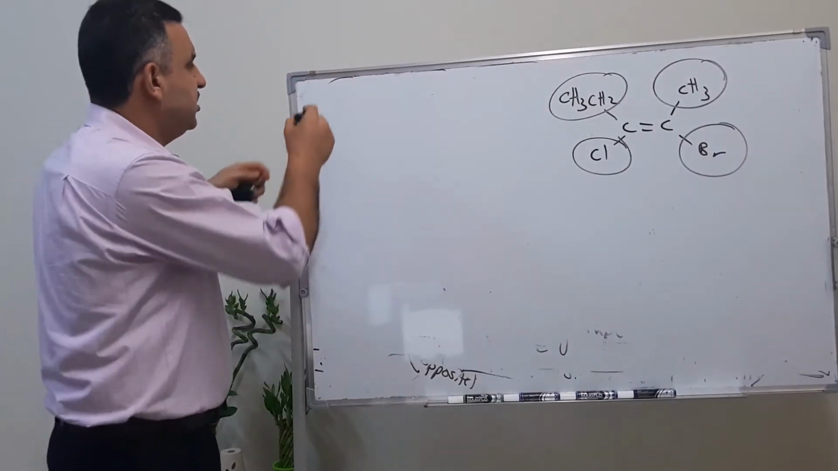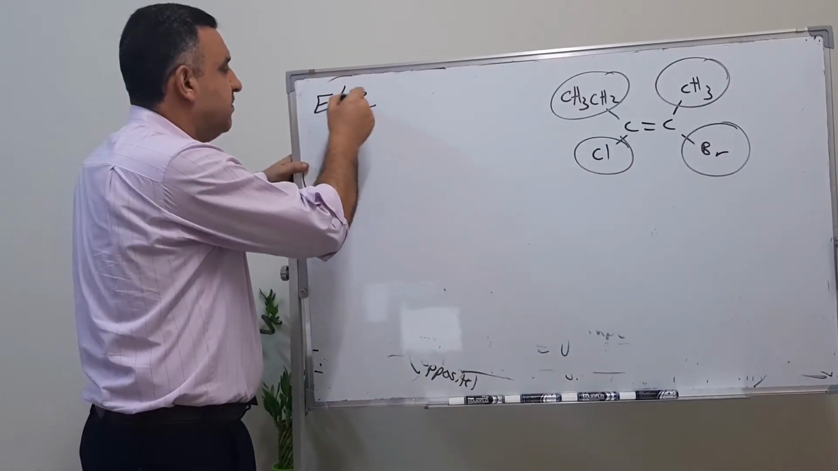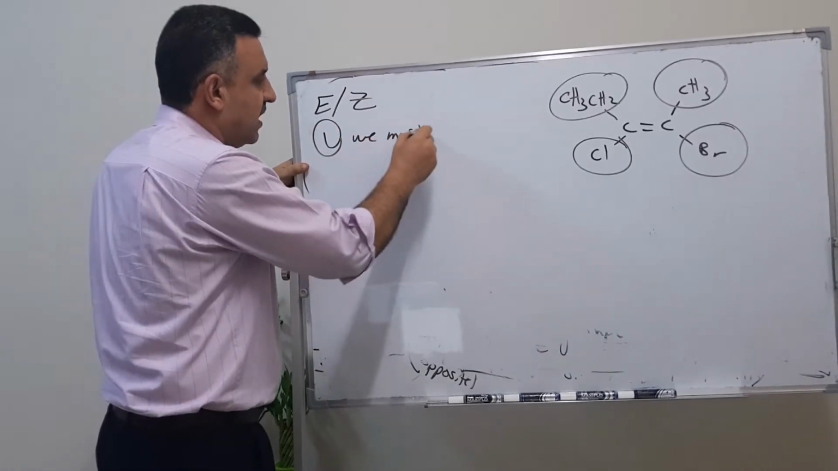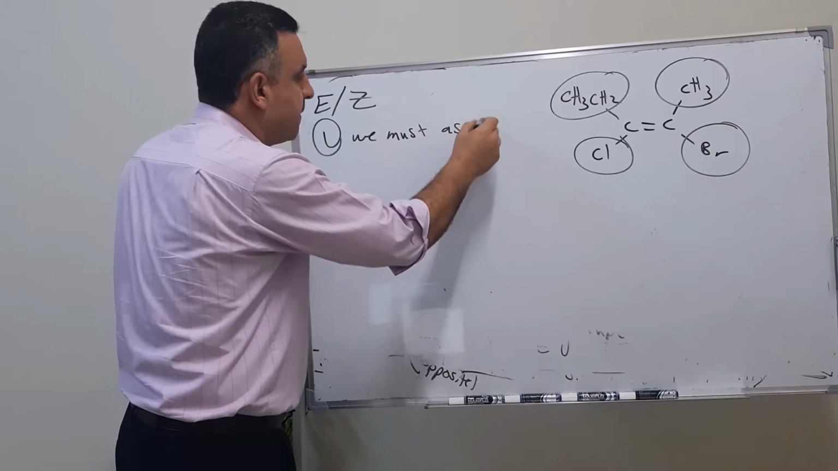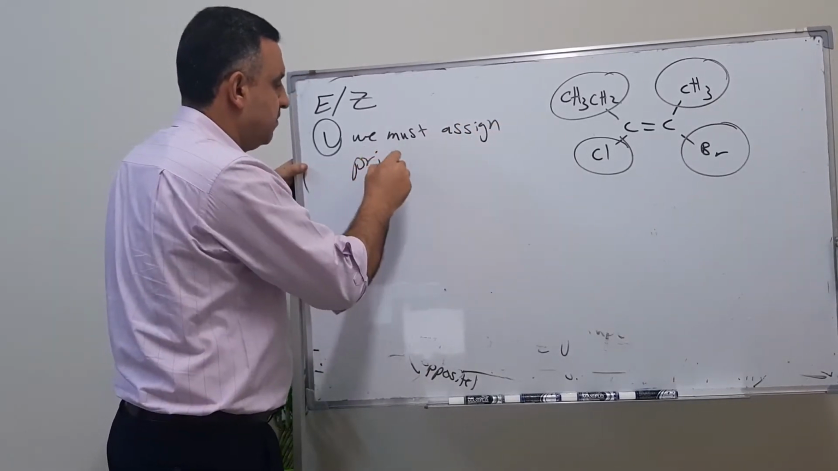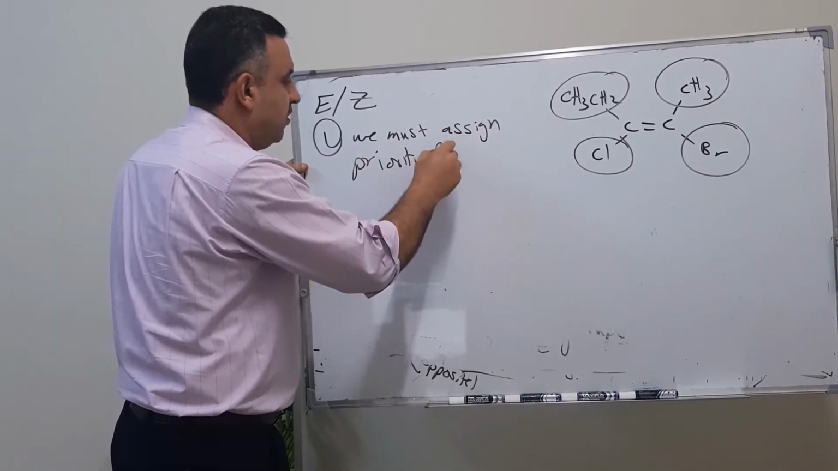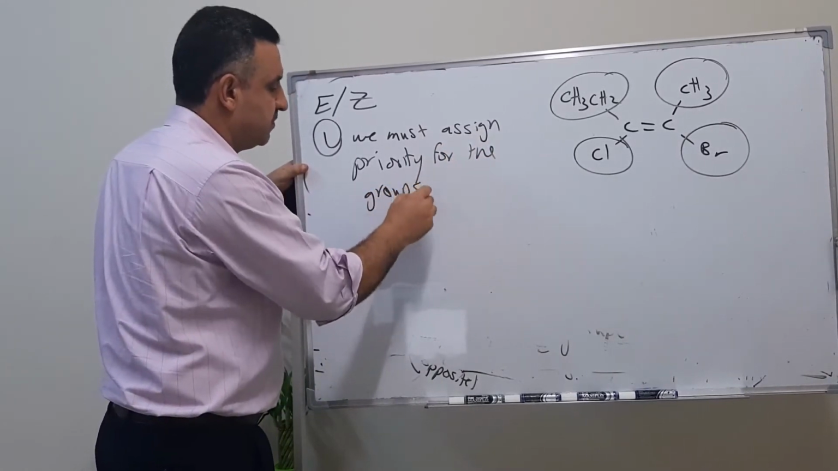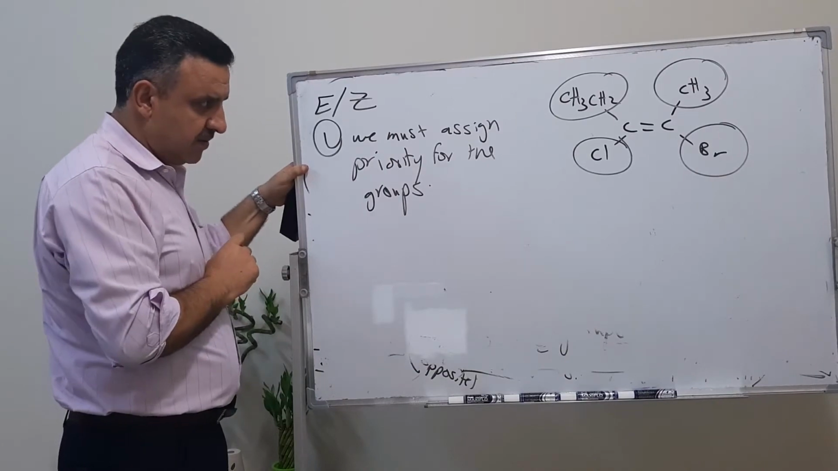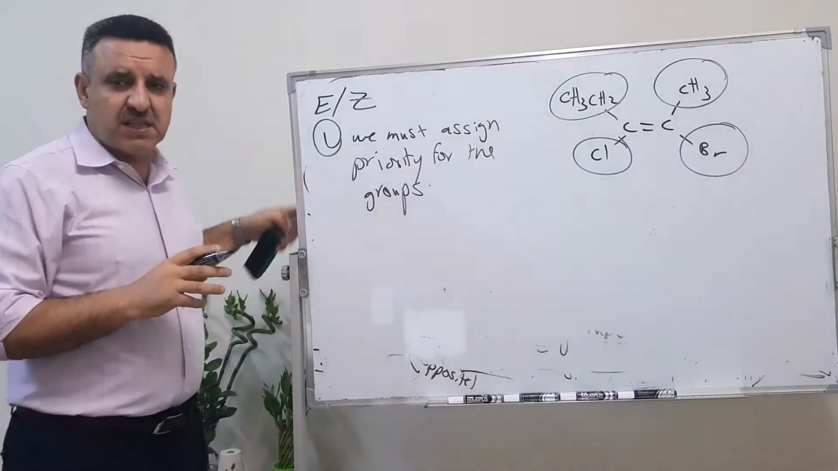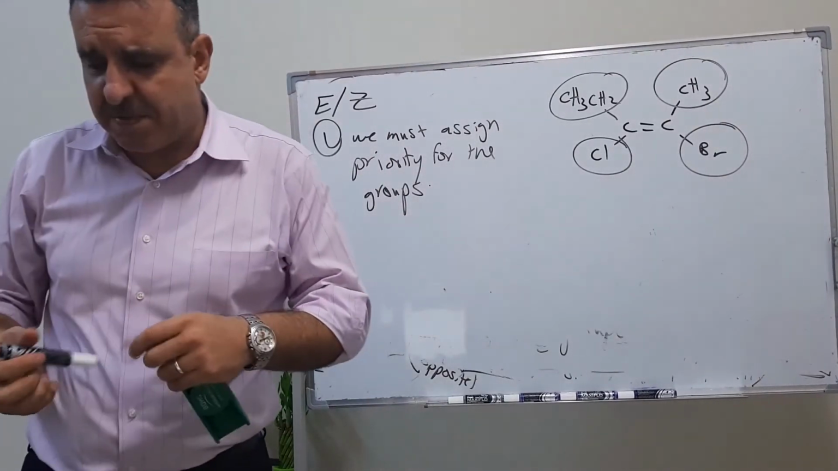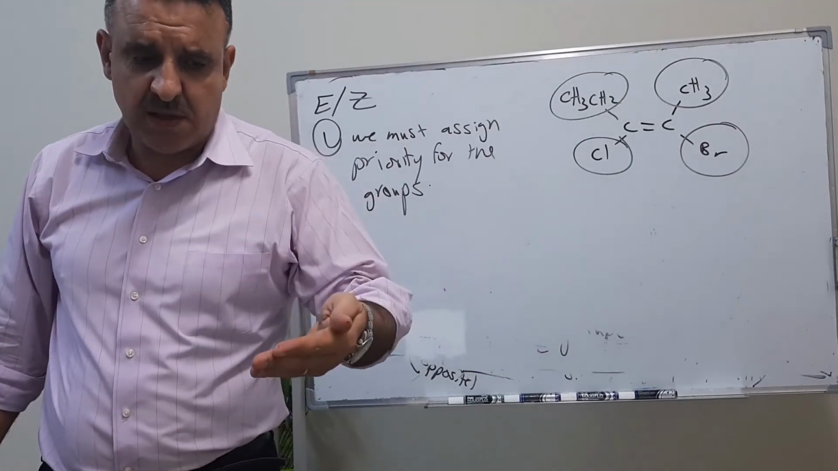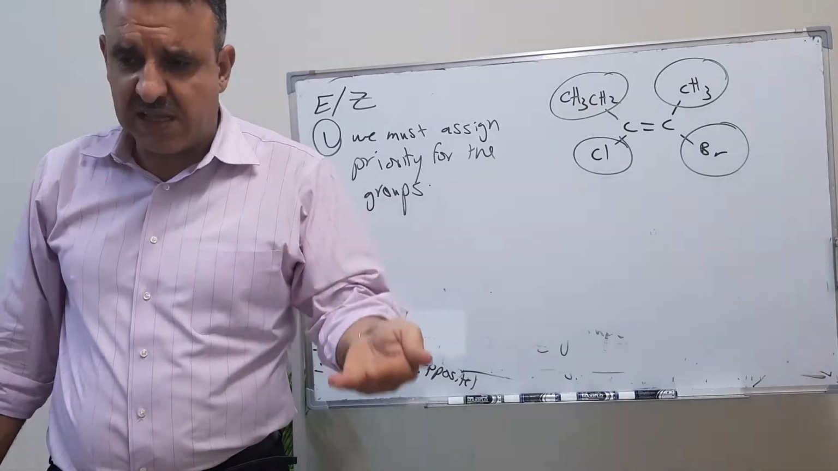When we want to use the E and Z system, the first rule is that we must assign priority for all the groups. Do you follow me? Assigning priority is like the previous chapter on stereochemistry: we assign priority based on the atomic number of the directly attached atom.